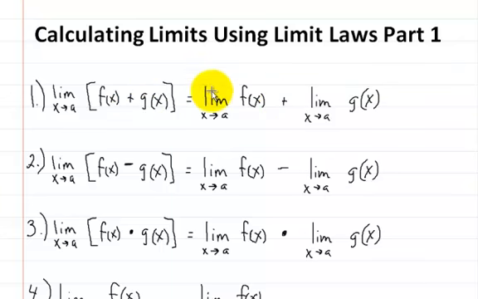So you can take the limit of the first one, and then take the limit of g of x and then just add them together. Pretty much the same thing for this one right here, which is the limit of f of x minus g of x as x approaches a. You can do that individually as well. So you can just split it up. You can take the limit of that, then take the limit of g of x individually, and then just subtract them.